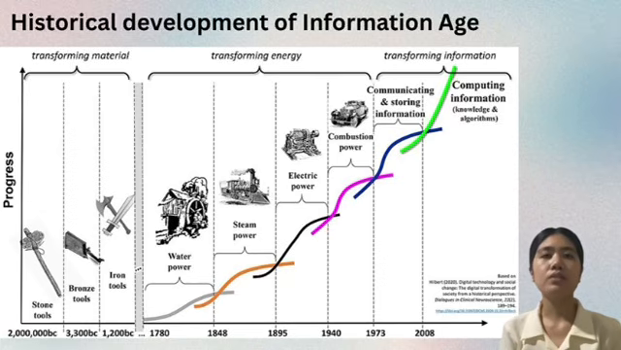The third one is transforming information, 1973 up to present. This brings us to the stage we live in today, turning data and communication into modern technology. Communicating and storing information, 1973. Instead of just physical energy, we began focusing on sending and saving information through early computers, phones, and digital networks.